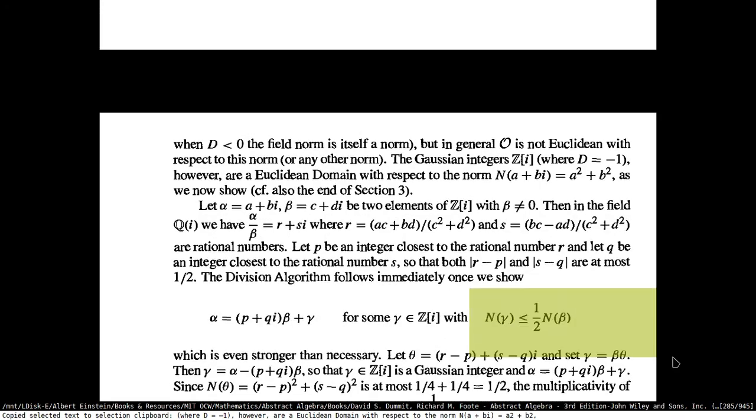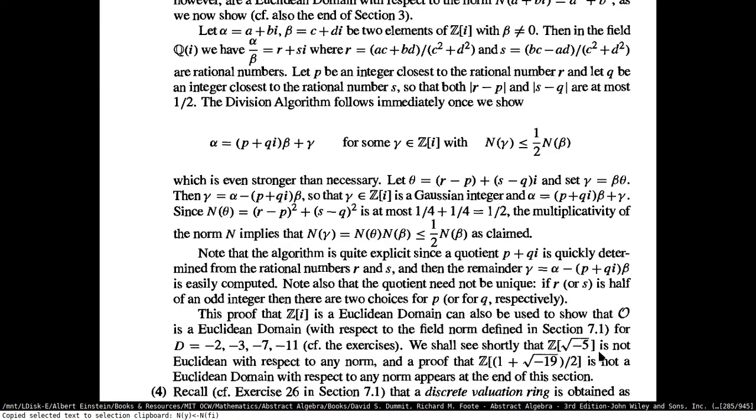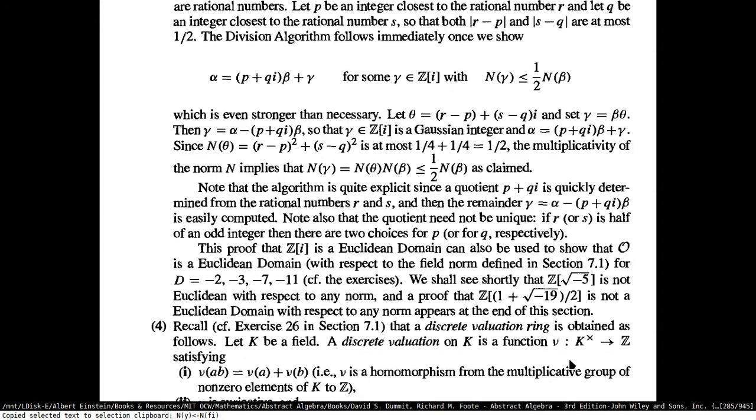And then you can apply that N of gamma is equal to N of theta times N of beta. N of beta is at most 1/2, so N of gamma is less than or equal to 1/2 N of theta. See? And this is what we needed for it to be a Euclidean domain. Right? So this is a Euclidean domain.